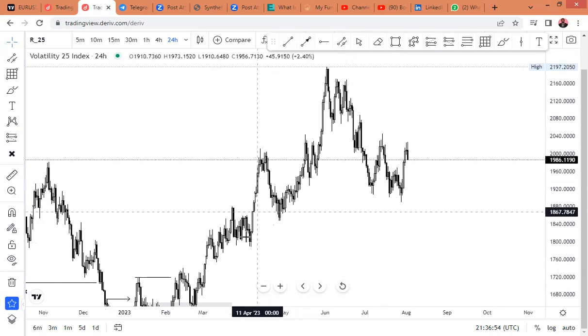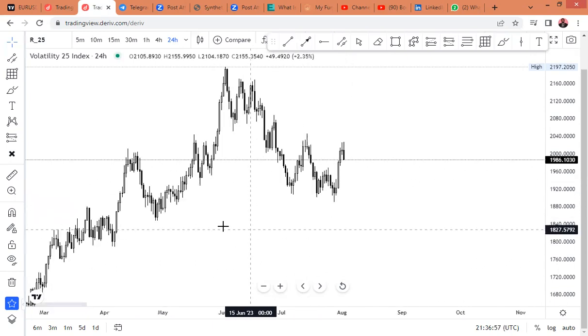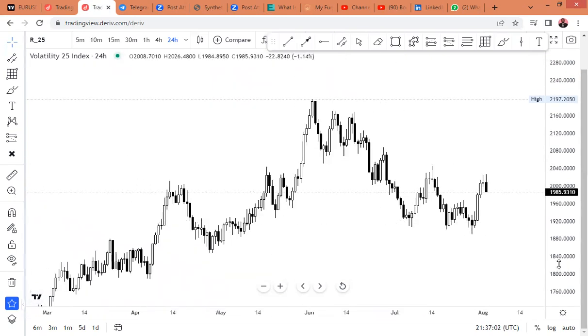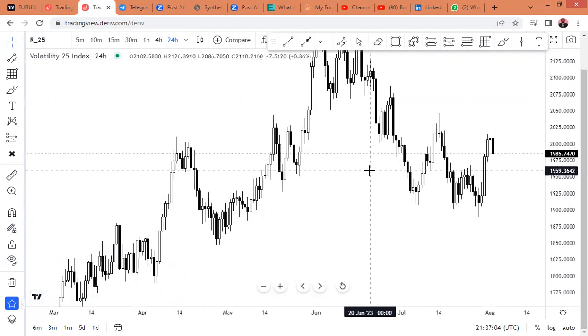I want to start from a far distance. If the daily candle closes bearish, the next day just look for bearish entries. If the daily candle closes bullish, look for bullish entries. Let me repeat: if yesterday's daily candle closed bearish, look for bearish entries the next day. If it closed bullish, look for bullish entries the next day, above or below or at the opening price.